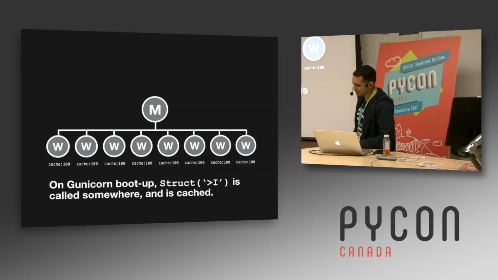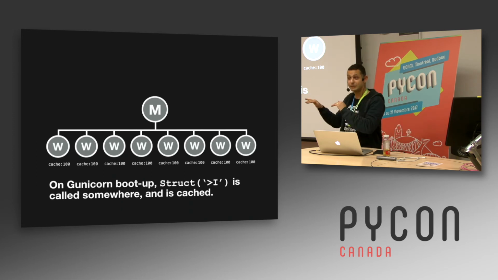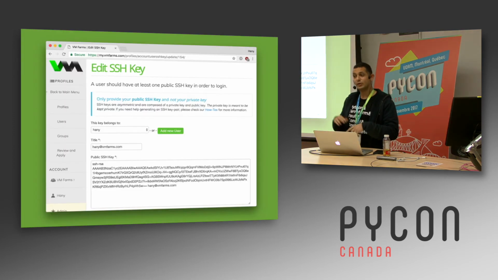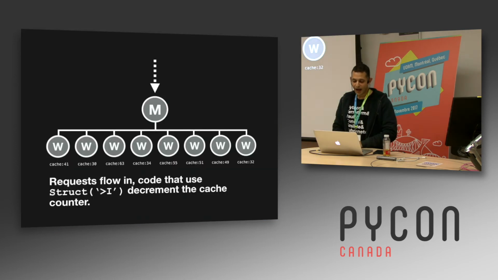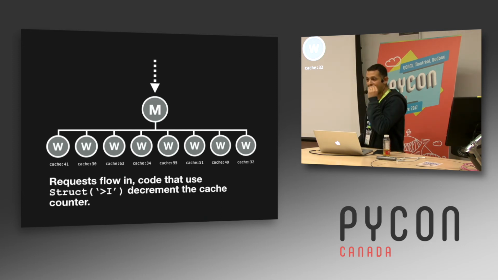So you have Gunicorn. When it boots up, struct greater than I is called somewhere in there, and it's cached. And each one of the workers, because it's its own process and its own Python context, has its own cache. So everyone has its own independent cache that way. And at this point, our beautiful app works. You throw in SSH keys, you can distribute it, everyone is happy. Requests start flowing in through the master and distributed amongst the workers, and any code that has struct greater than I decrements the cache counter. So each one starts decrementing at its own pace.